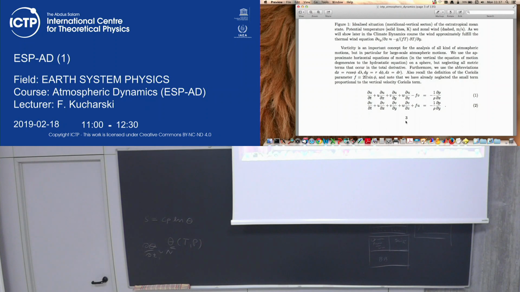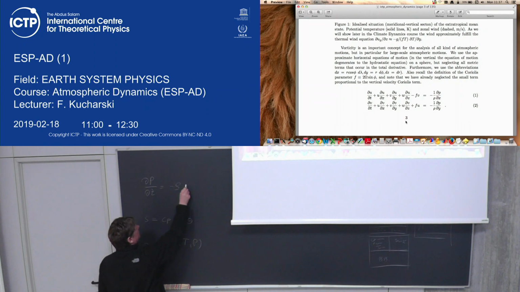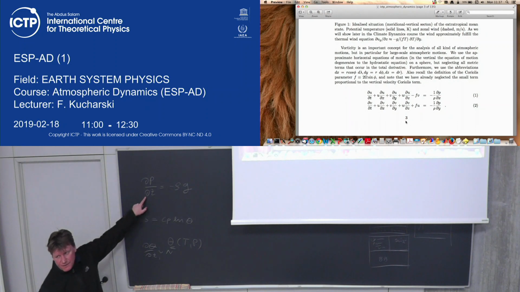It's just a hydrostatic balance. Then the vertical, we just have a much simpler equation. So we have dP by dz equals minus rho g. So that's our vertical equation of motion, which is not an equation of motion anymore. This, of course, also means that we cannot use this equation to evaluate any vertical motion anymore.